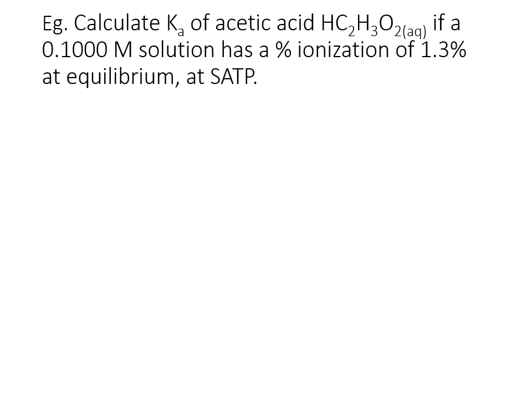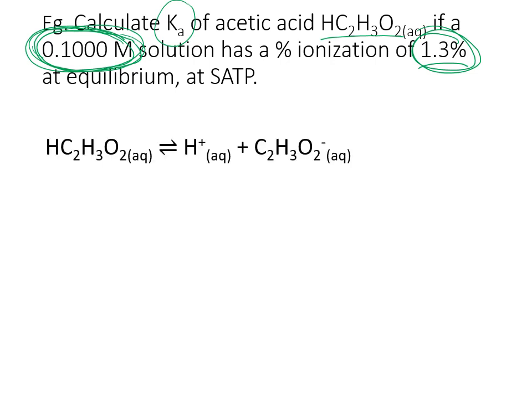So calculate the Ka. We're actually looking for the Ka of this acetic acid. If you have a 0.1000 mole per liter solution, it has a percent ionization of 1.3%. So essentially we're given the total amount of acid we're dealing with. We're indirectly given how much is actually dissociating. It's going to be 1.3% of the total. And then we're going to solve for the actual Ka value.